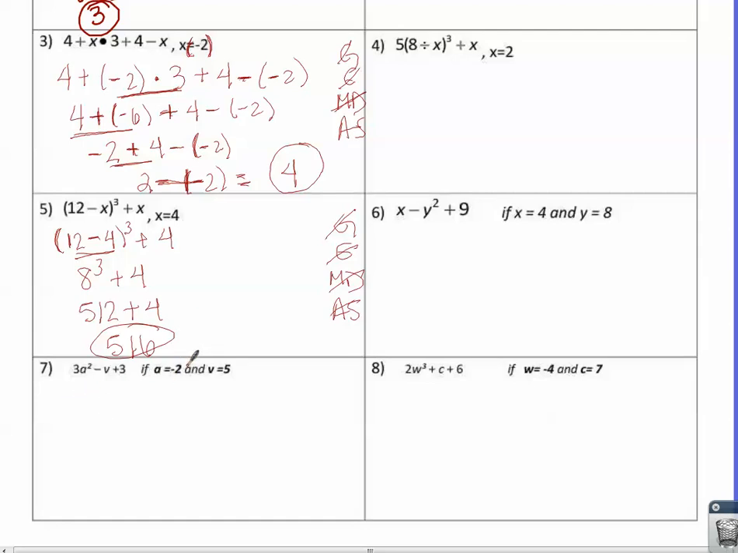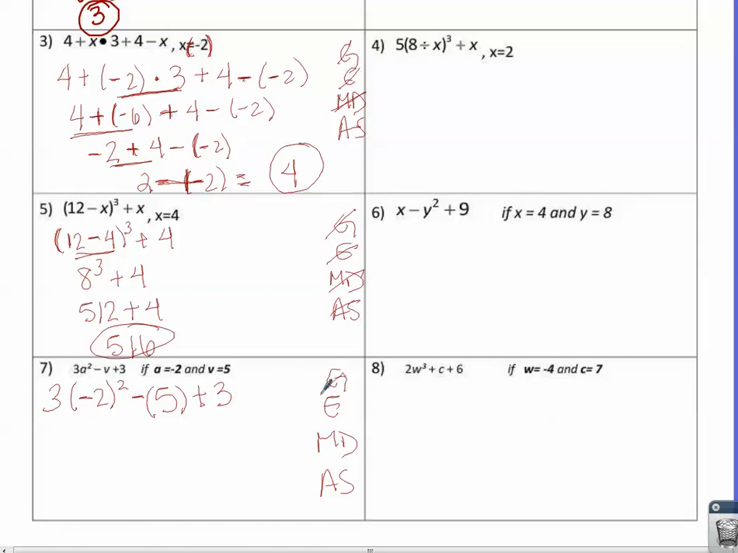On number 7, you have two different variables. Make sure you are placing the correct variable in the correct location. So for example, 3 times a, so that's going to be 3 times -2, keep your parentheses, squared, minus v, which is 5, plus 3.